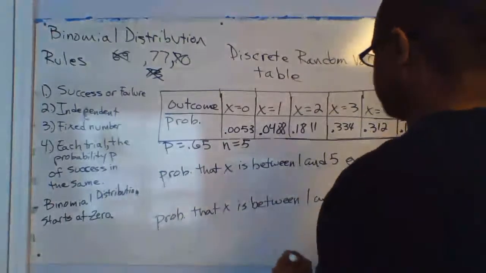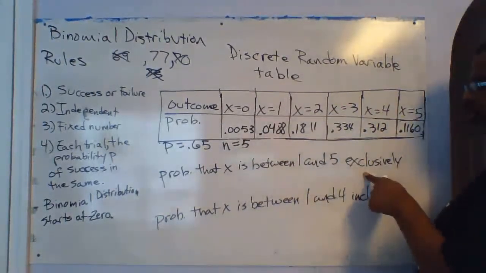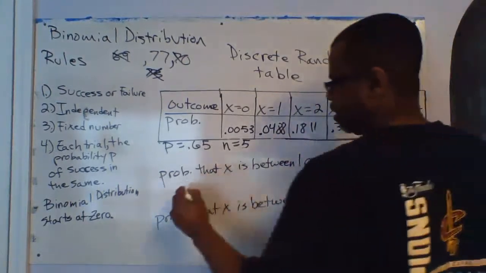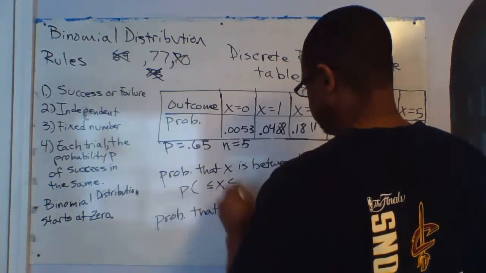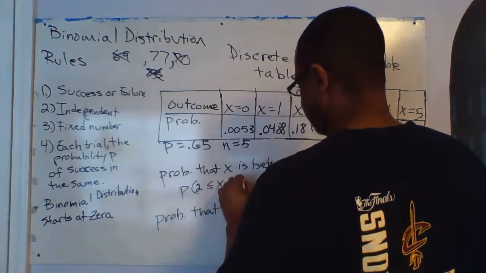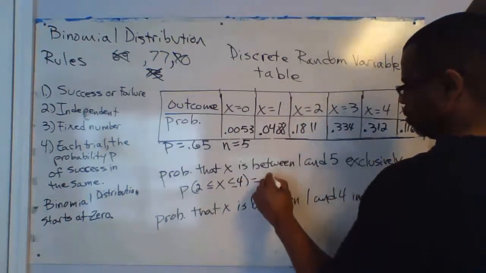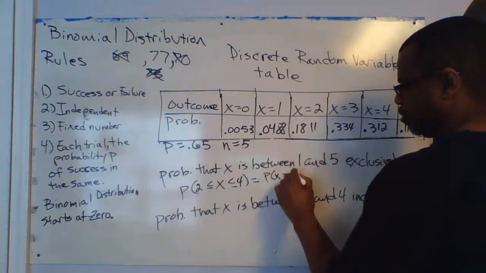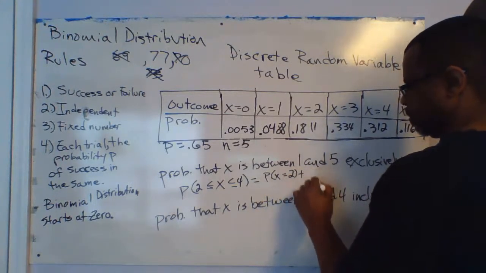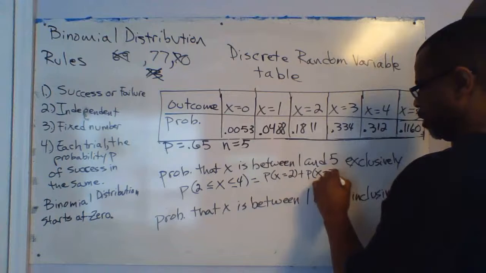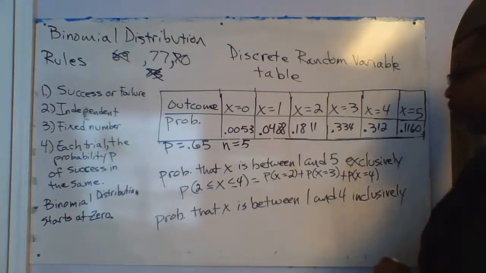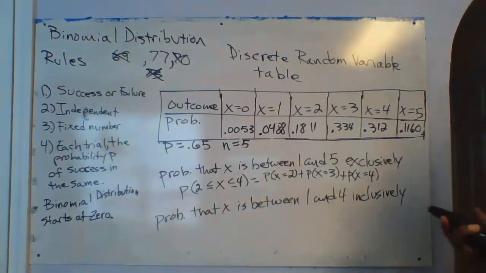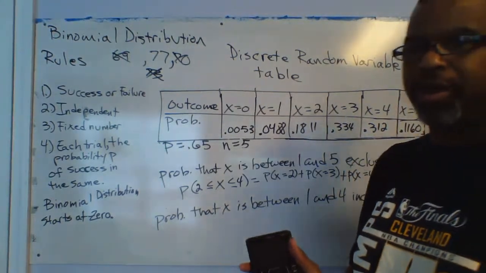So if you were doing this one, exclusive means that it's not included. So exclusively in between, that's going to be the probability that X is strictly in between 1 and 5, which is the probability that X is equal to 2, plus the probability that X is equal to 3, plus the probability that X is equal to 4, because these three numbers are exclusively in between 1 and 5.